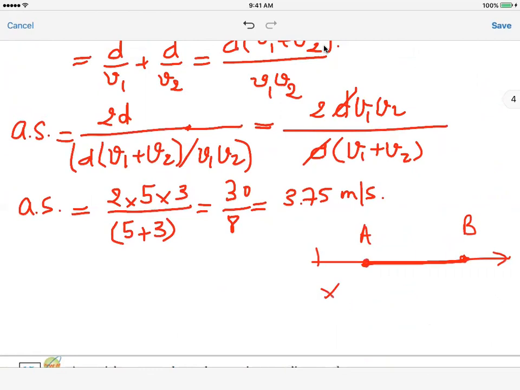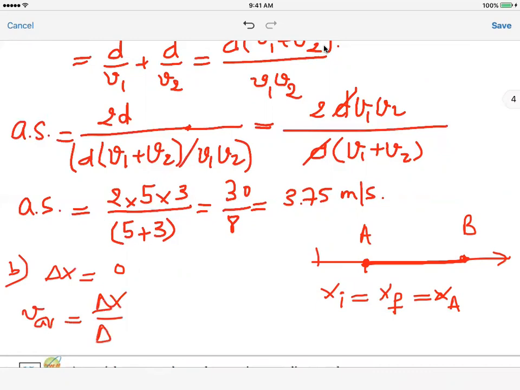So practically what happens is that it goes from x initial, which is the position of A, and then it comes back to x final, which is also the position of A, right? And so in this case, we know that delta x is simply 0. And we know from the definition of the average velocity that it is proportional to this displacement delta x. So that means the average velocity of the person when it goes through the trip from A to B and then back to A is simply 0.